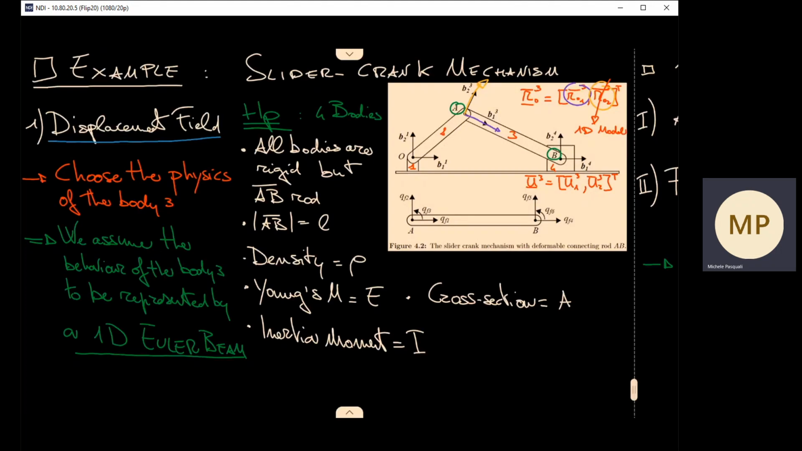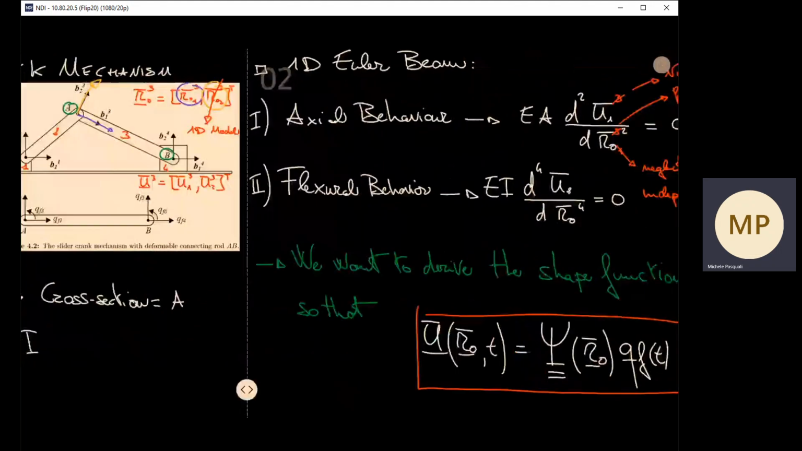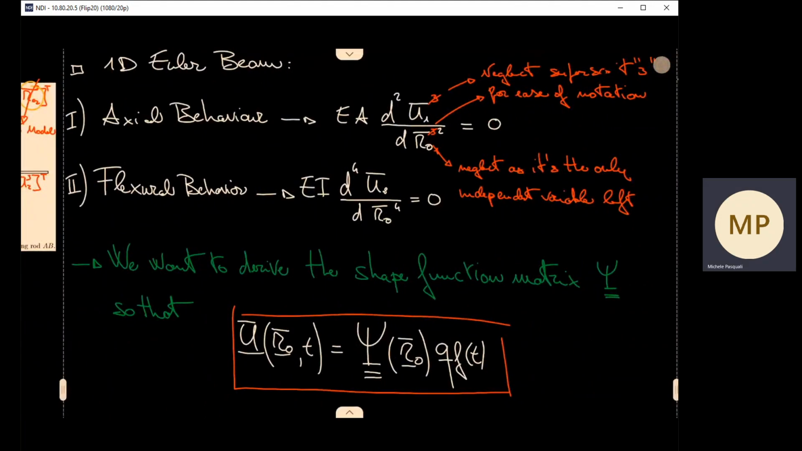In particular, the very first step that we have to do, given that we want this body number 3 to be deformable, is to assign a physics. Okay? This is up to us. There is no constraint in that. For the sake of simplicity, we just adopted the most simple physics model that we have, which is the 1D Euler beam, both for axial behavior and the flexural behavior. So these 2 equations that you should be familiar with govern the axial and the flexural behavior of the beam in absence of distributed loads along the axis.